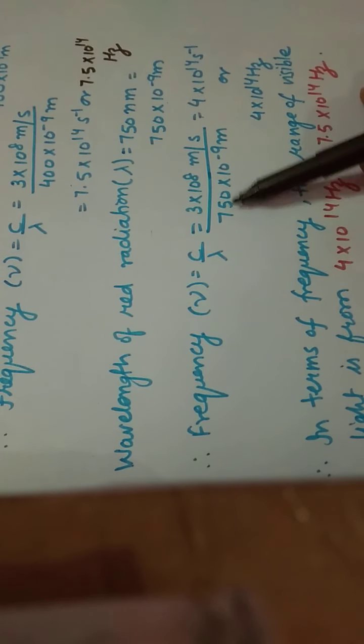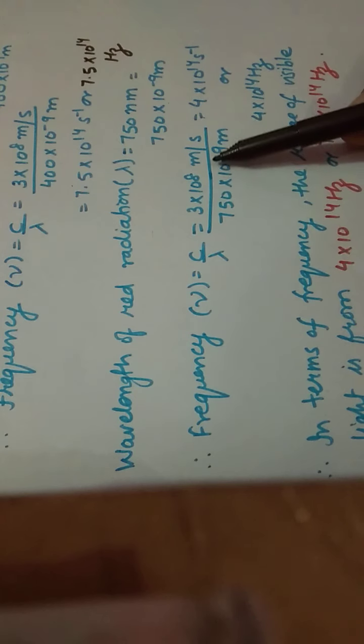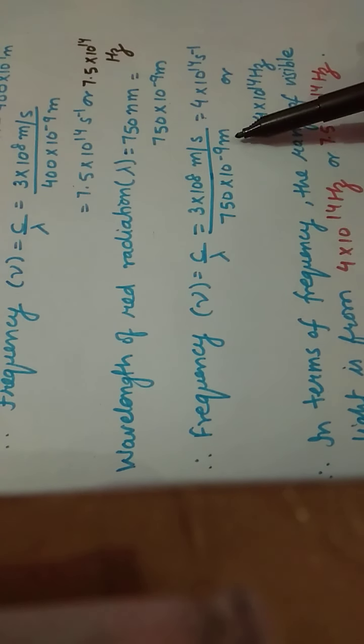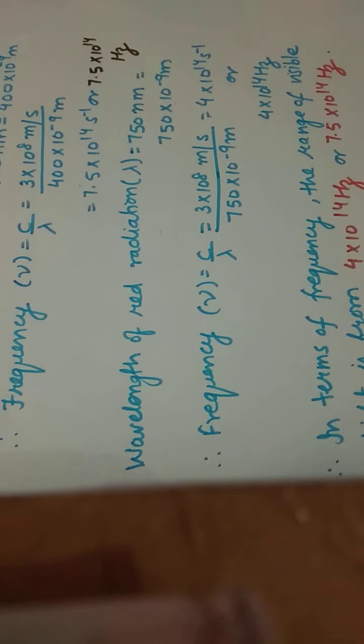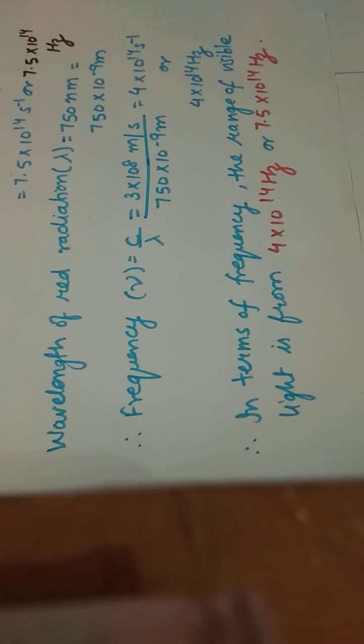So frequency is coming out to be c upon lambda, equals 3 into 10 to the power 8 meter per second upon 750 into 10 to the power minus 9 meters. We have put the values. So it is 4 into 10 to the power 14 per second, or 4 into 10 to the power 14 hertz. So in terms of frequencies, the range of visible region from violet to red is this one for red, and this is for violet, from this to this. Frequency is inversely proportional to wavelength. जिसकी wavelength ज़्यादा उसकी frequency कम. So this is what it is.